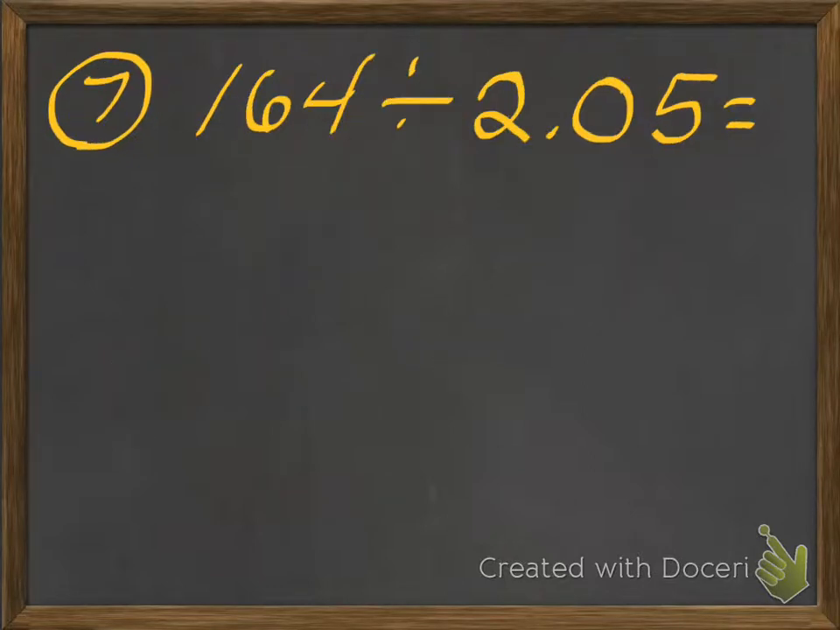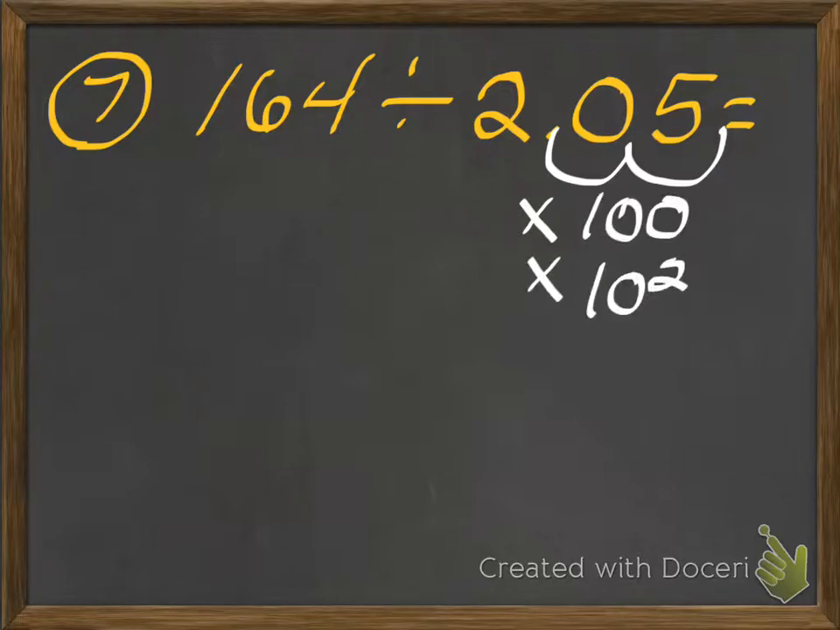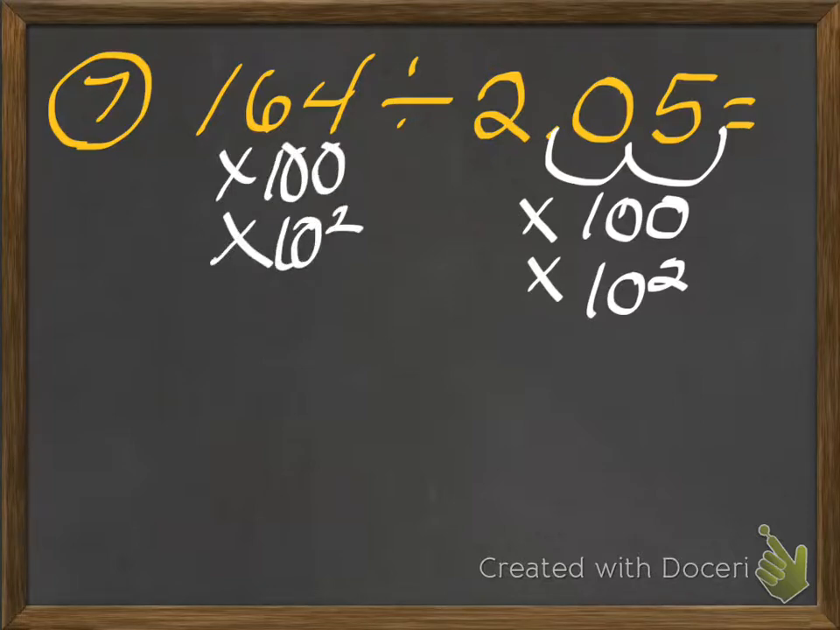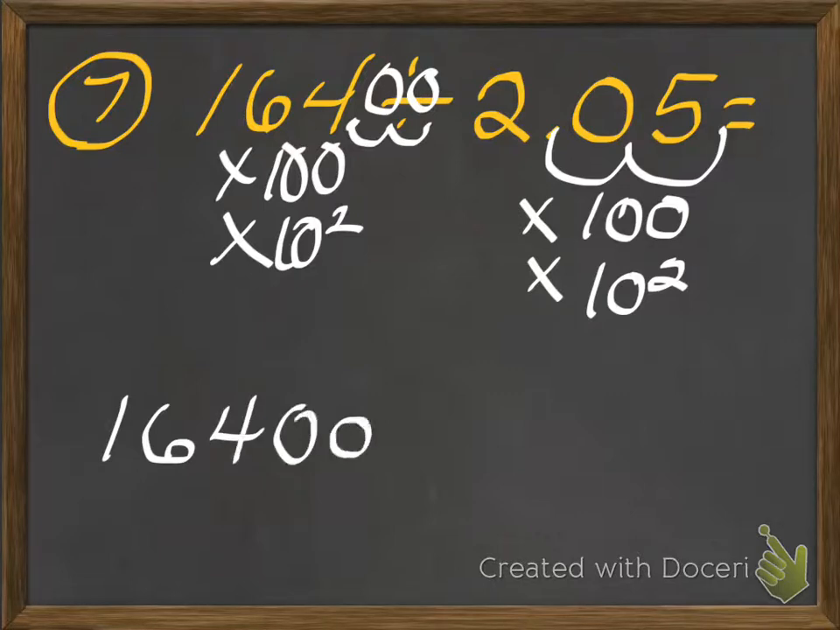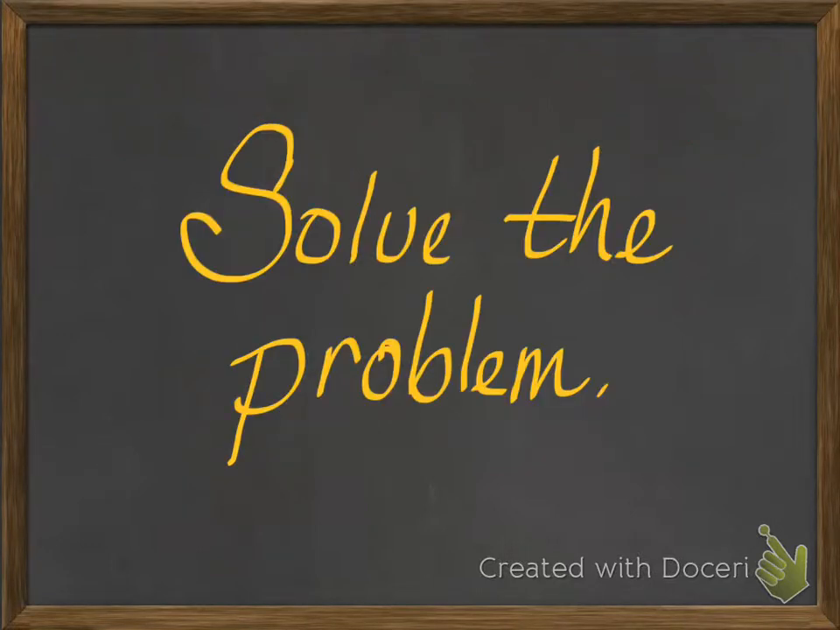Okay, number 7, 164 divided by 2.05. Okay, so I need to move that decimal point over 2 places, which is the same as multiplying it times 100 or times 10 to the second power. I have to do that to the other number, multiply it times 100 or times 10 to the second power. So move that decimal point over 2 places, rewrite the number. Let's see, is that 16,400 divided by 205. Okay?